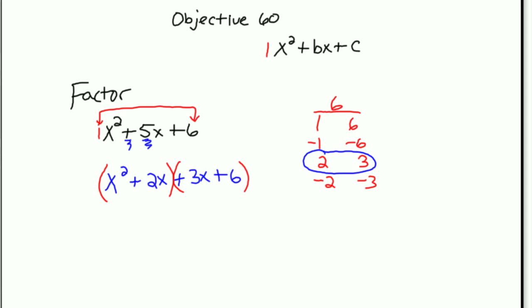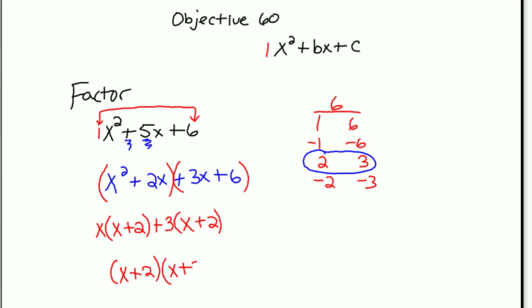Looking at x squared plus 2x, I can factor out an x, and I'll be left with x plus 2. Looking at 3x plus 6, I can factor out a positive 3 and be left with x plus 2. Now the factor by grouping method states, finish factoring by taking out the common group, and the remaining components belong in the same parentheses together. So our factored version of x squared plus 5x plus 6 is x plus 2 times x plus 3.